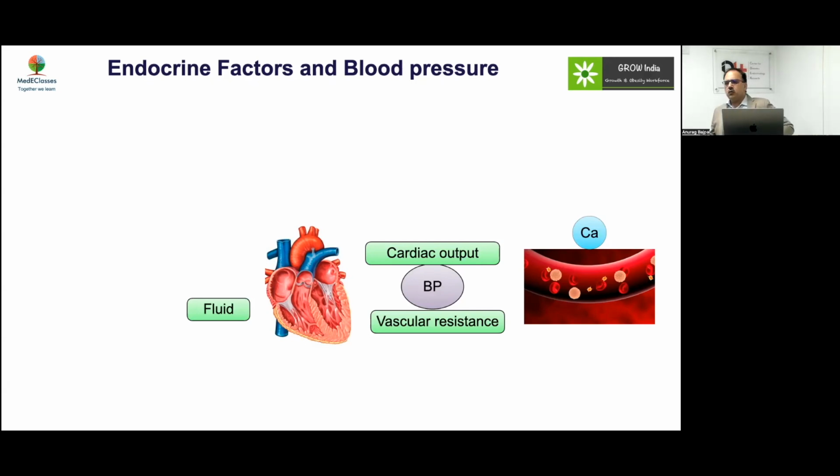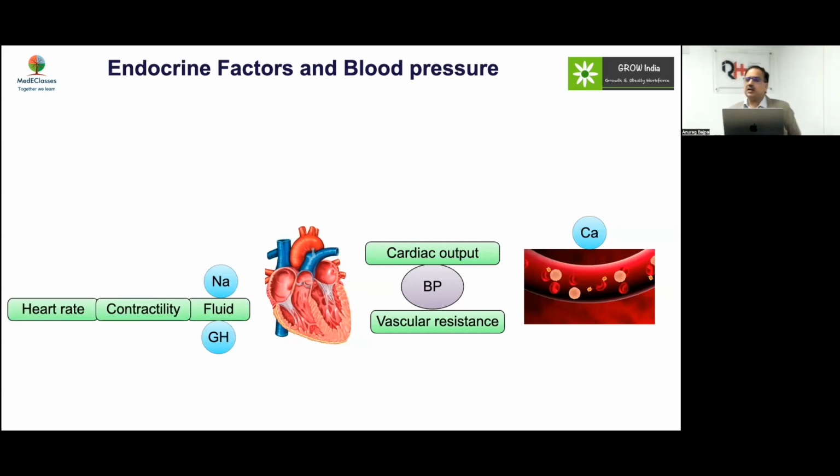We know that the fluid is largely regulated by multiple endocrine systems. And important factors, of course, are the sodium and the growth hormone. Both play an important role in the fluid regulation per se. Then cardiac contractility and the heart rate is determined largely via the thyroid function. So there are multiple endocrine organs beyond the adrenals which are also involved in the whole perspective.